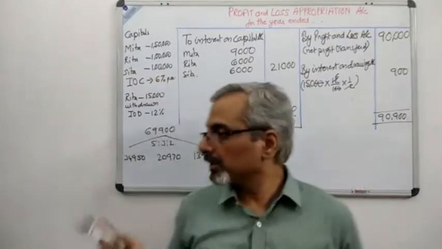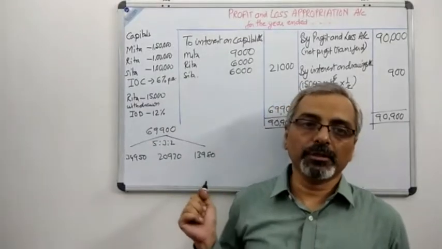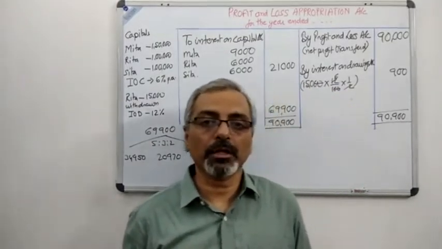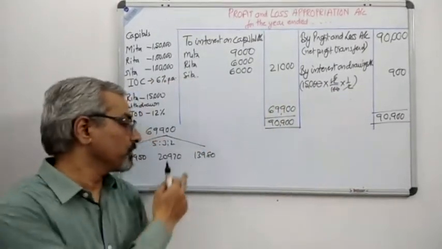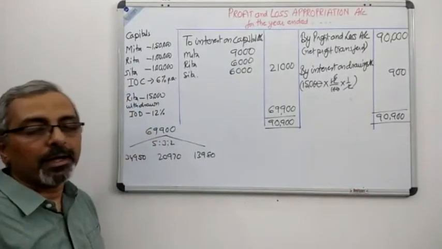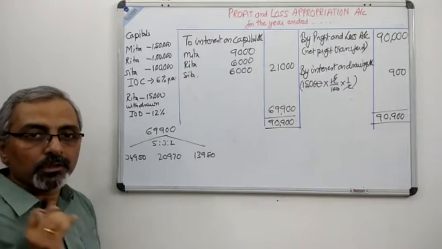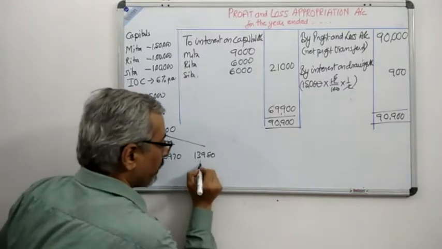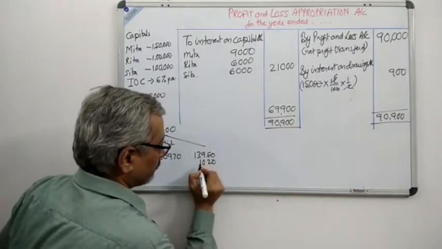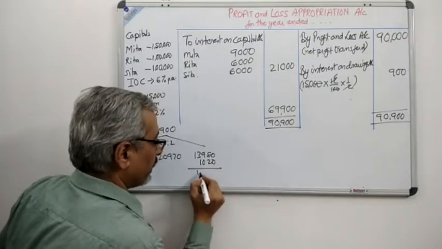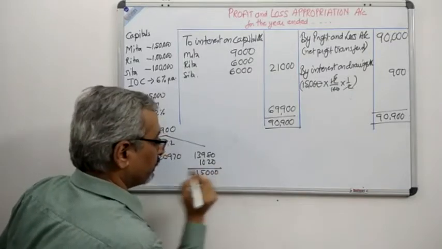Last partner, Sita, was promised that she would get 15,000. Is she getting? No, she is not getting 15,000. And see very carefully, she has got 13,980. So what is the shortfall? The shortfall over here is 1,020. The shortfall is 1,020 to make this figure 15,000.